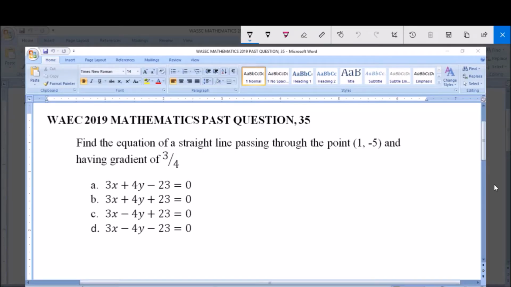Today we'll be dealing with WASSCE 2019 Maths past question 35. Find the equation of a straight line passing through the point (1, -5) and having gradient 3/4.